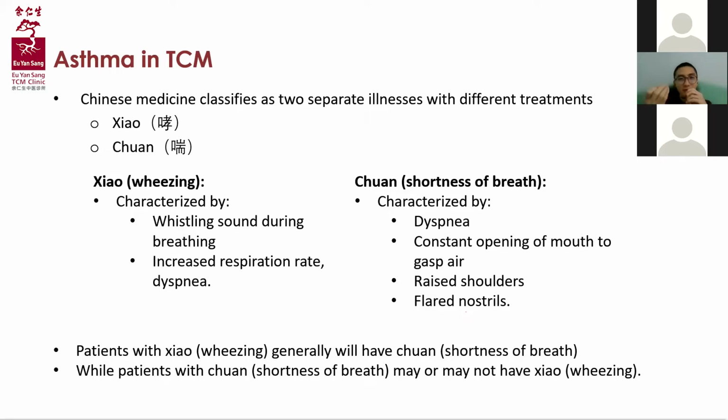All right. So wheezing can also have shortness of breath, but shortness of breath is only just shortness of breath, so it doesn't include the wheezing in the TCM category. With dyspnea, you keep opening the mouth to grab the air, you raise the shoulders, and the nostrils flare, trying to grab air. So just to summarize again, the xiao, the wheezing, most of the time will have shortness of breath, while a patient with chuan, shortness of breath, may not have that wheezing sound.